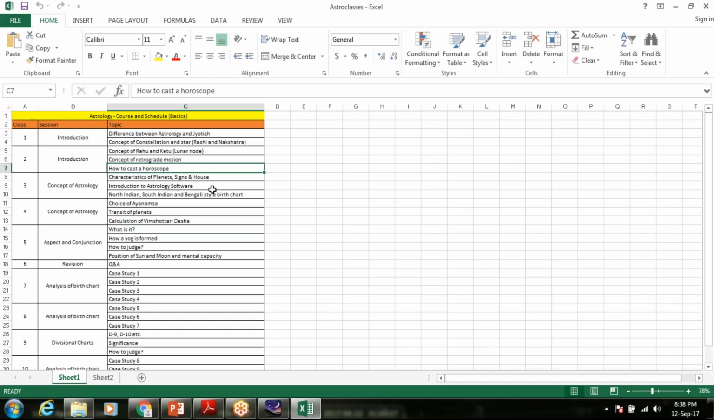So these are the main things, and how to cast a horoscope, that I will explain. Currently I'm only covering these basic things, and later on we will take case studies, how to analyze a horoscope and how to actually make a prediction.